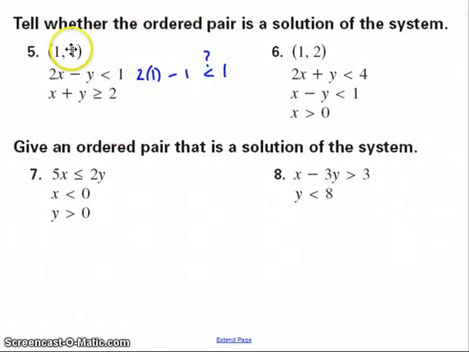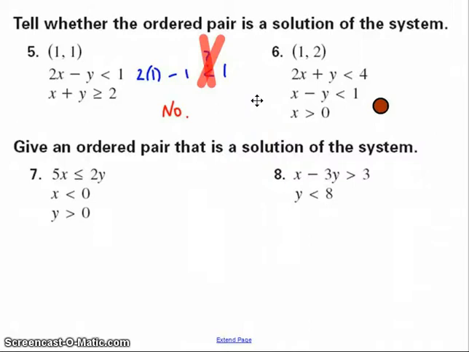So what I did for 5 is I simply plugged 1, 1 into that first inequality. And I found that that's not true, that 2 times 1 minus 1, or in other words, 2 minus 1 is not less than 1. 2 minus 1 is 1, and 1 is the same as 1, it's not less than 1. So no is the answer to 5. Hit the pause button and tell me the answer to 6.